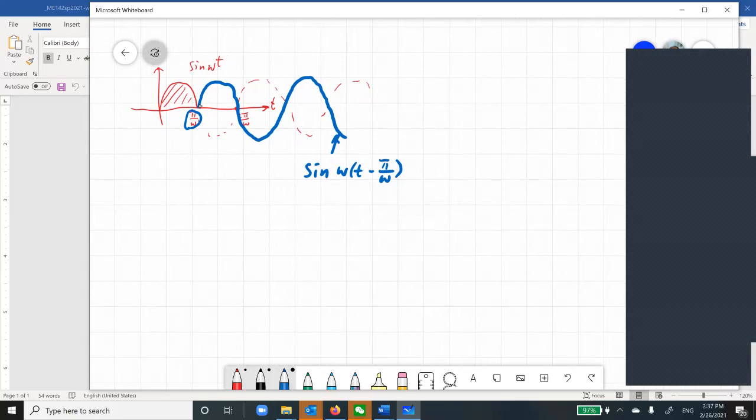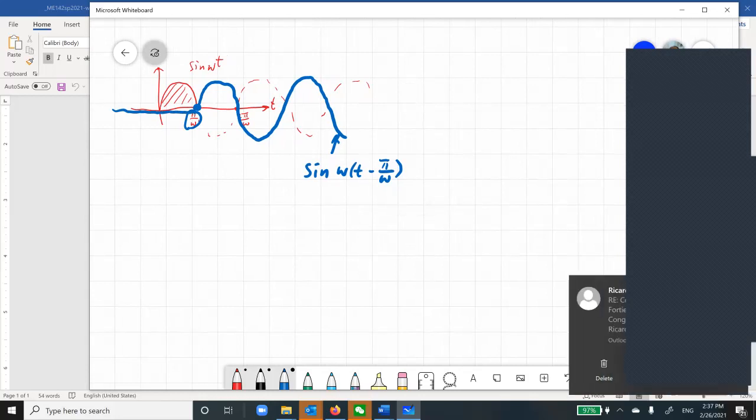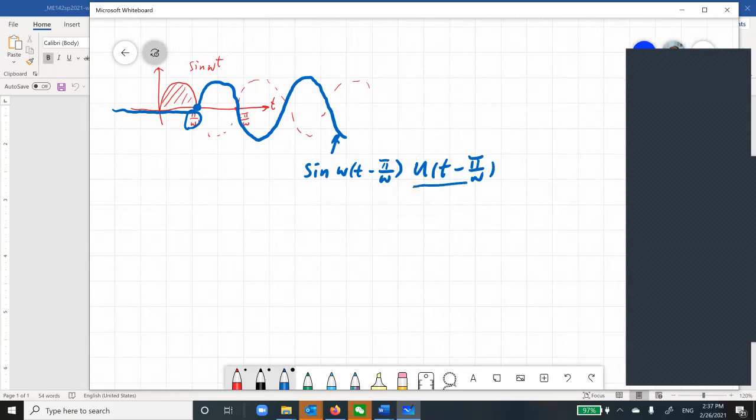Because this starts from here, and everything is 0 on the left. So here we should write u(t minus pi over omega). If you don't have this term, you also have something that goes to minus infinity, right? So we need this term. So together, this is this one.